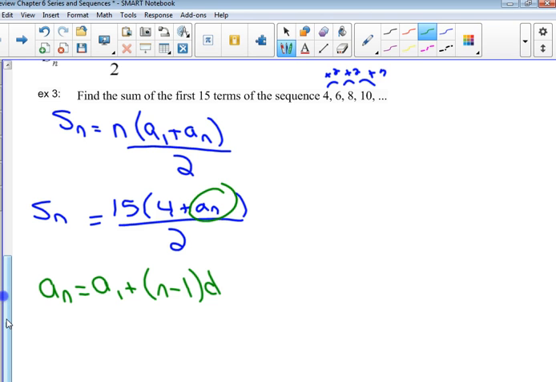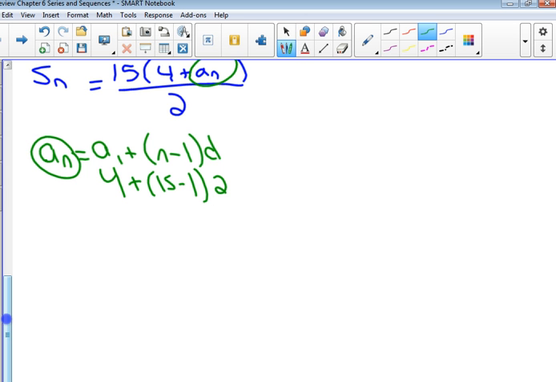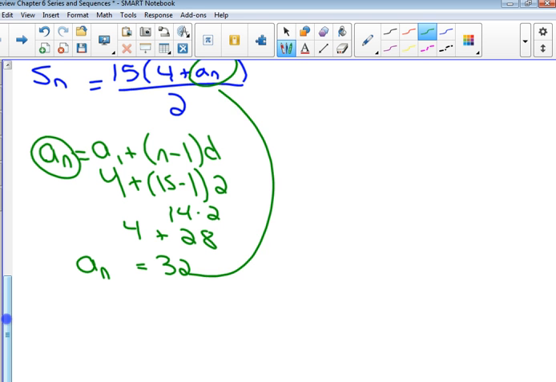So now, we can figure out what that a sub n is by starting with this. Your a sub 1 is 4. The n is going to be 15 minus 1, and the d was 2. So if you guys simplified all this stuff out, it's going to give you 14 times 2, which is 28. So first 32. Now that part is just the a sub n. So now, once you had this, you have to plug it back in to your original formula.